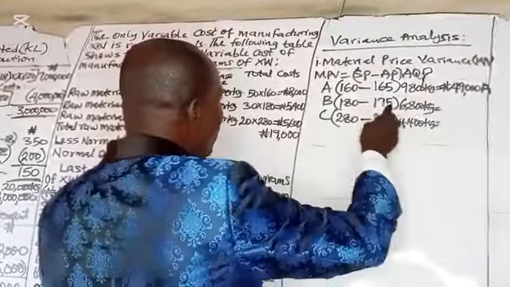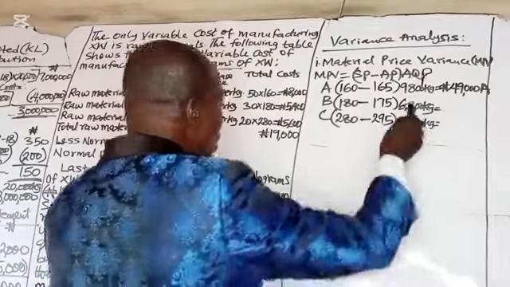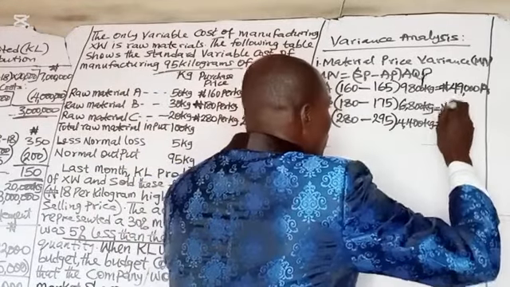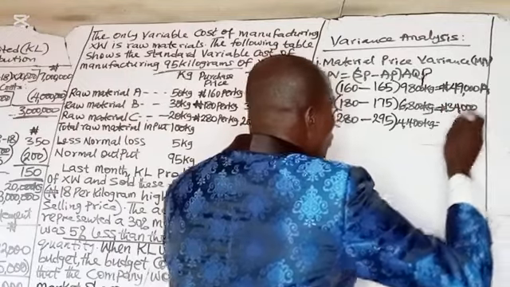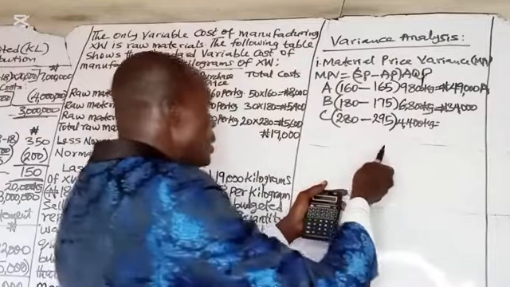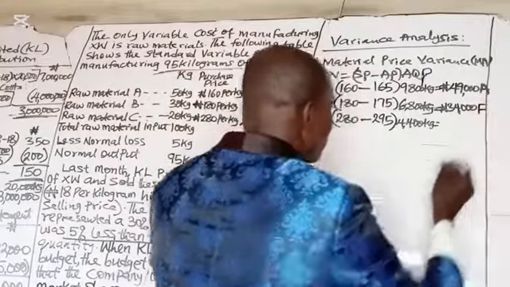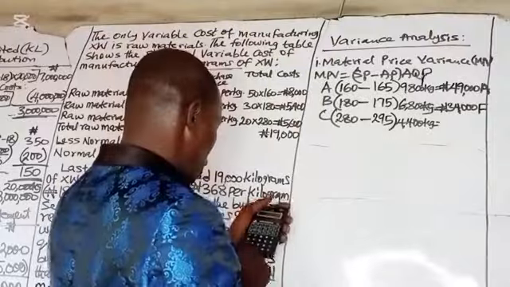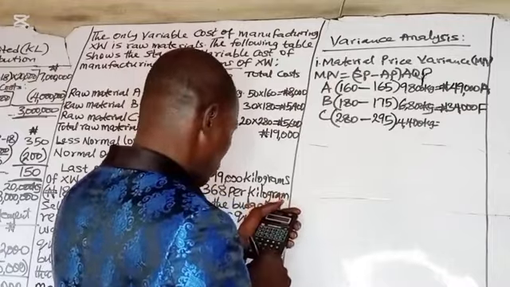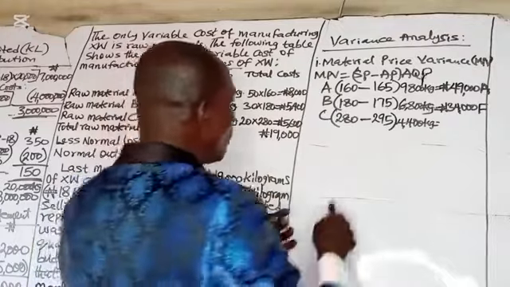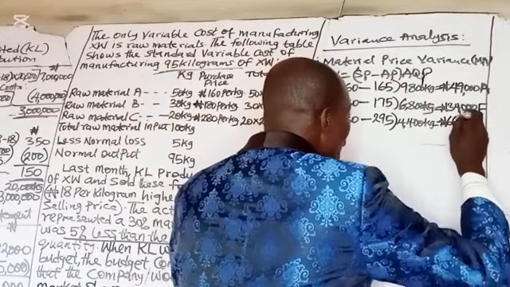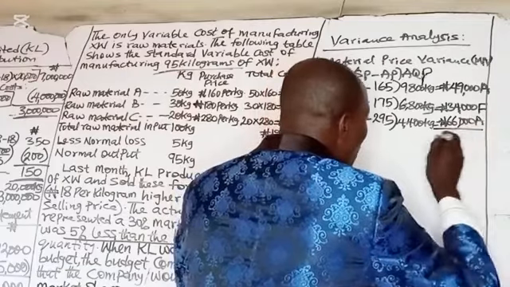For material B, 180 minus 175, that would be 5 times 6,800. That gives us 34,000 naira. You pay less for the material because actual price is lower than standard. You pay less than planned. That means it is a favorable variance. For C, 280 minus 295 gives us 15 times 4,400. Then you have 66,000. You pay more than planned, so it is an adverse variance. 66,000 adverse.